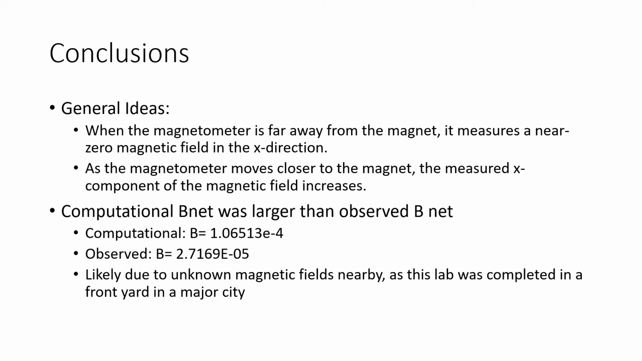We noticed that when the magnetometer was farther away from the magnet, it measured a near zero magnetic field in the x direction, versus when it was closer to the magnet, the x direction component of the magnetic field increased drastically. We also noticed the computational B net was larger than the observed B net, and this is likely due to unknown magnetic fields nearby, as this lab was completed in the front yard in a major city.